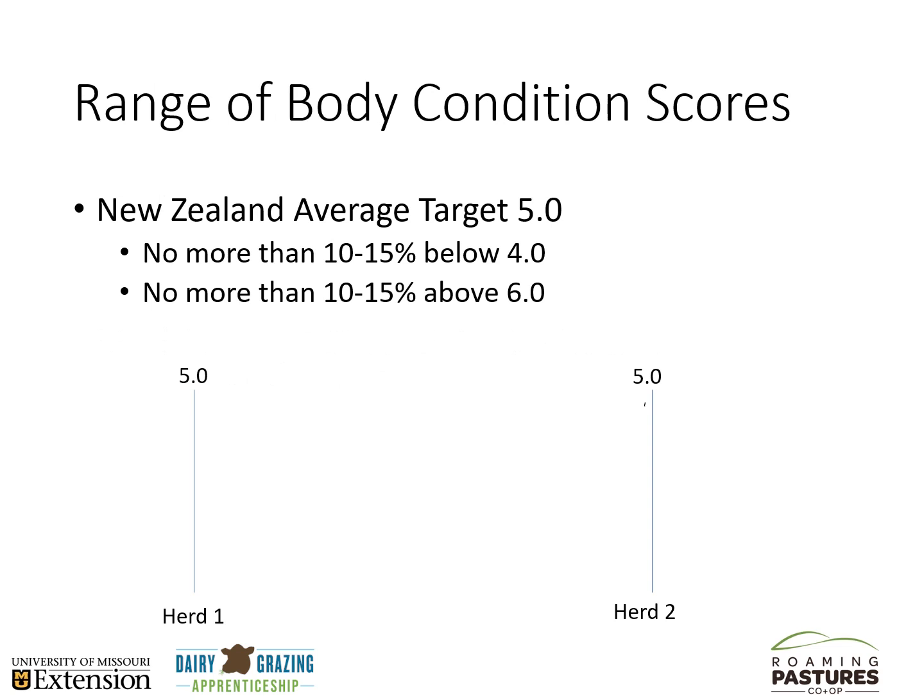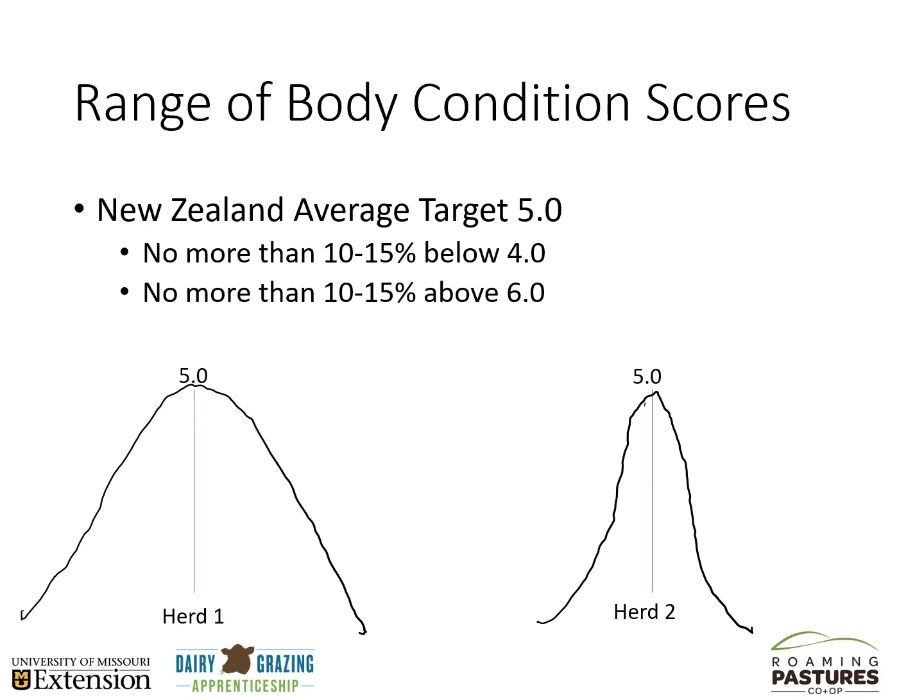Equally important is the range of your body condition scores in your herds. Typically, we do not want more than 10 to 15% below a 4.0, nor more than 10 to 15% above a 6.0. As you look at the examples below, in herd 1 there is quite the range, even though we have the same average of 5.0 compared to herd 2. In herd 2, you can see that the body condition scores are much more tight, much more compact. And that would be our desired target, having the majority of the cows near the 5.0.